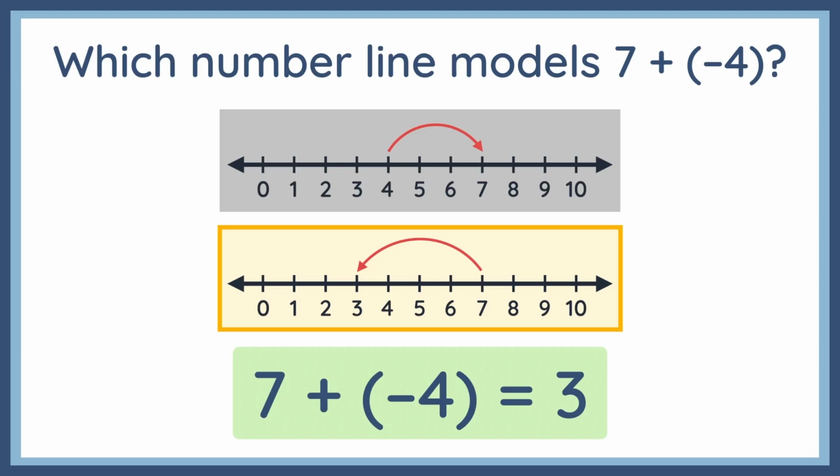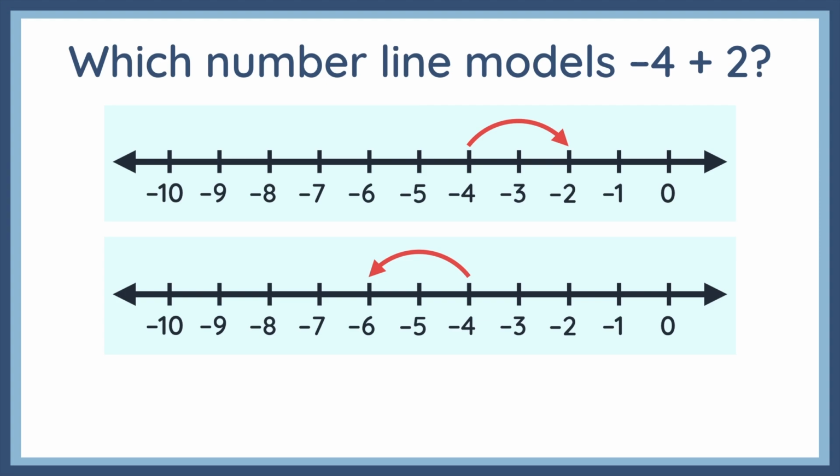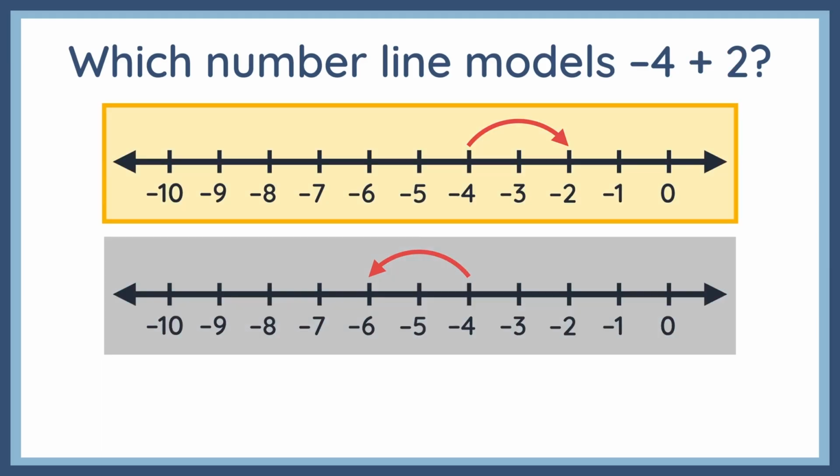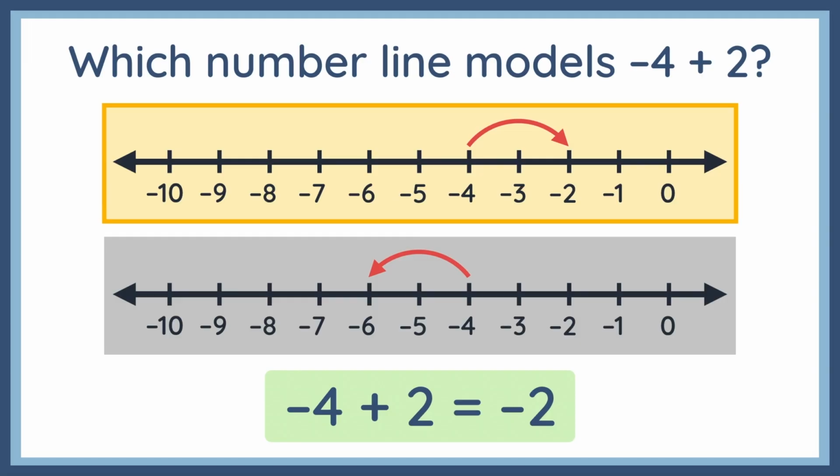Awesome! Let's try another one. Which number line models negative 4 plus 2? We know that we will start at the first addend, which is negative 4. It looks like both number lines start at negative 4. Next, since we are adding 2, we need to move 2 units to the right. The first number line matches. Now let's find the sum. The arrow ends at negative 2, so that means negative 4 plus 2 equals negative 2. Awesome! Let's try one more.